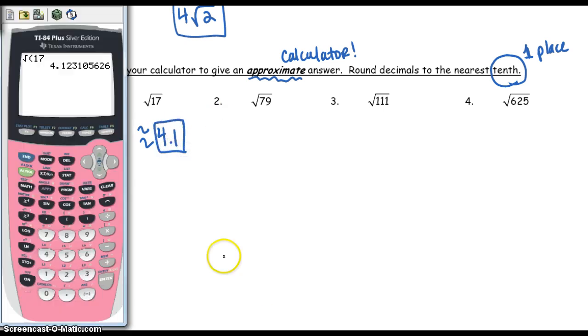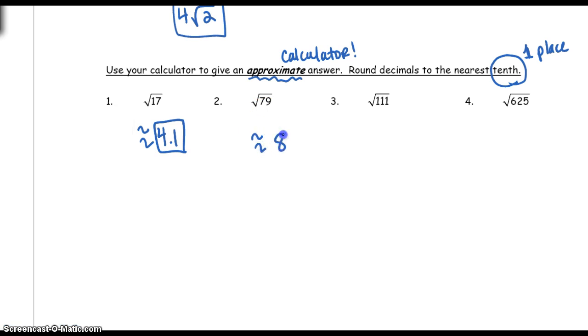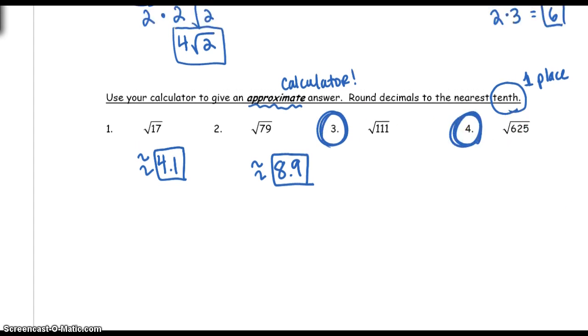Let's try number 2. Take the square root of 79. We're rounding to the tenths. There's an 8 here. Since that's more than 5, it bumps my 8 to a 9. So it's about 8.9. I'm gonna have you guys try number 3 and try number 4 and bring those to class since I've showed you those two.